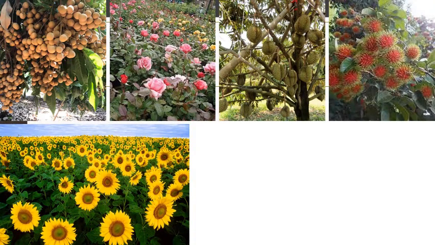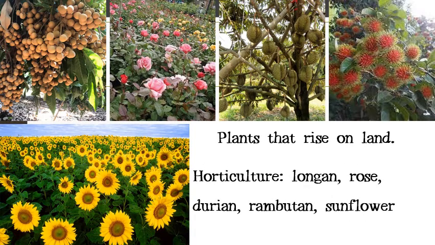Now, look at the different kinds of plants. These kinds of plants are plants that grow on land, and that is called horticulture. One of that is longan. We also have rose, durian, rambutan, and sunflower.